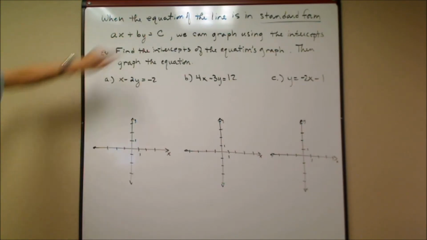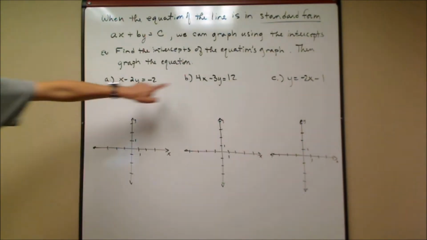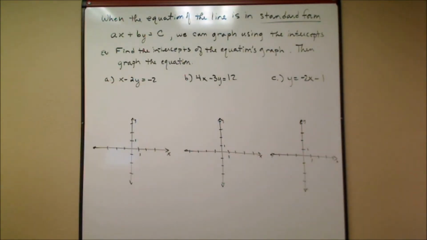But when the variables are on the same side of the equation, the x and the y, and a, b, and c are representing numbers, we usually use the intercepts, the x and the y intercepts, to graph. Now, I'm going to show you 3 examples here, 2 of which are already in standard form. A and B are in standard form. The last one isn't, but I'll show you what to do.